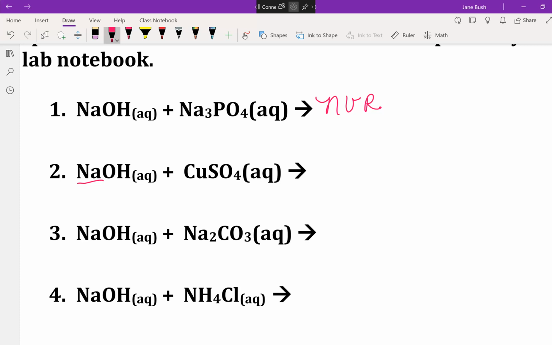Is that nitrate 3 or 2? It's a 3. Nitrate 3. Okay, we got it was NVR on 14. Iron nitrate, is that going to be soluble or insoluble? Soluble. Lead chloride. Look at your chloride on your solubility chart. What are the 3 things that react with chlorine? Silver, lead, and mercury. So he's going to be a precipitate.